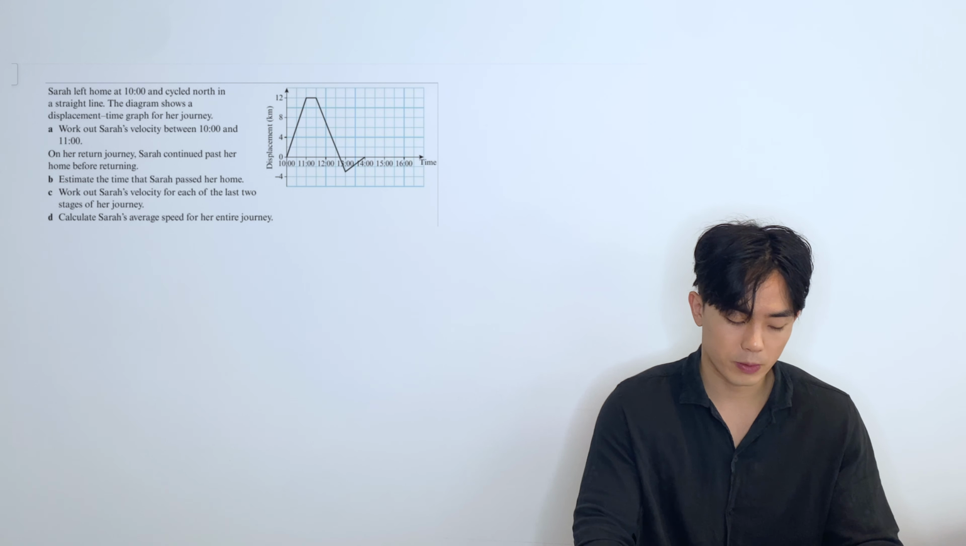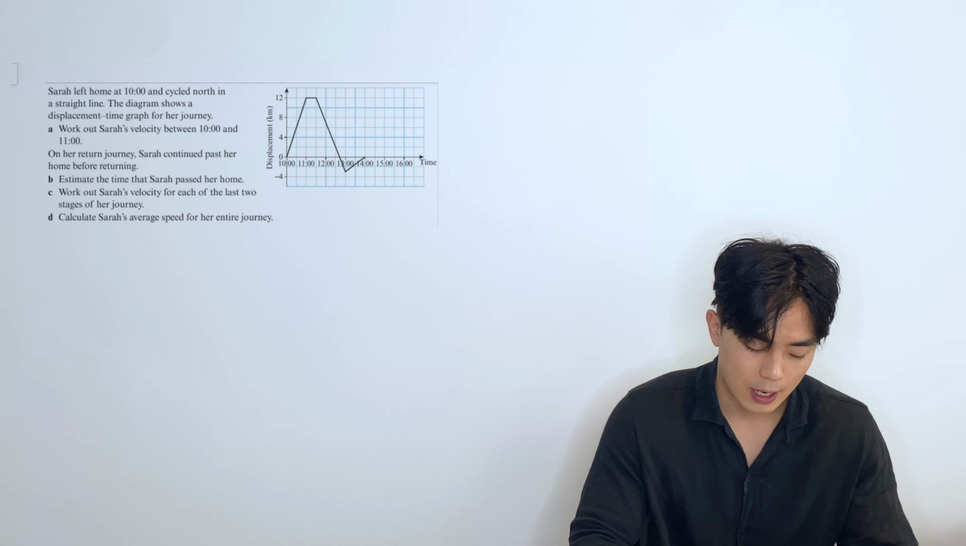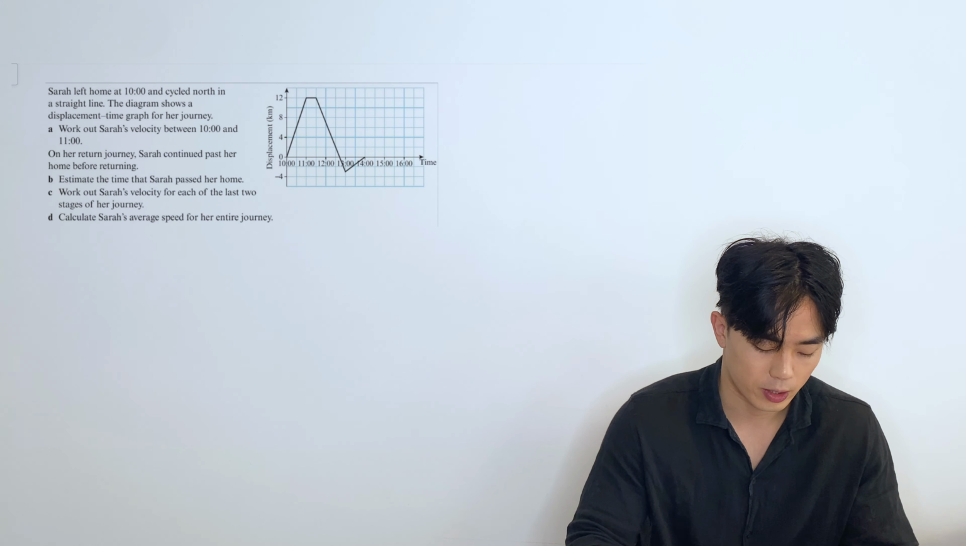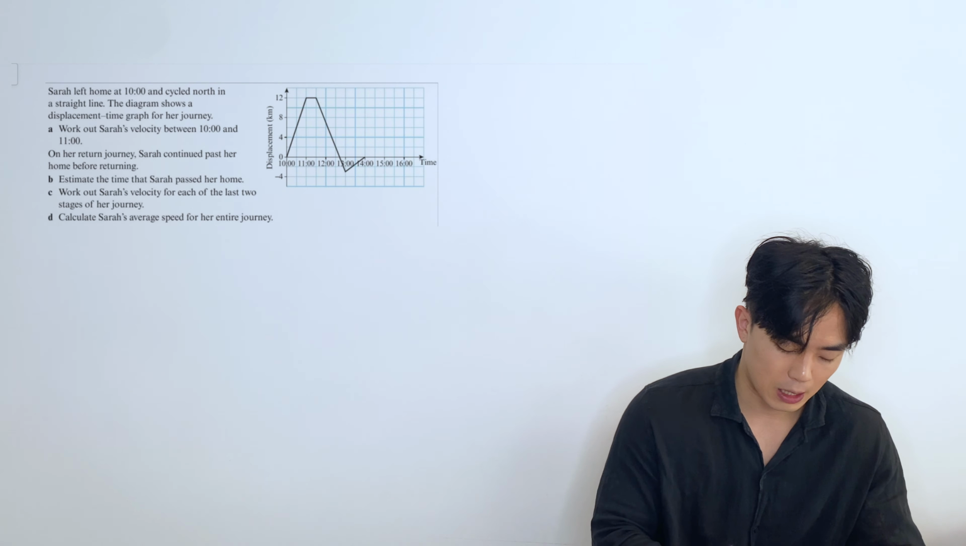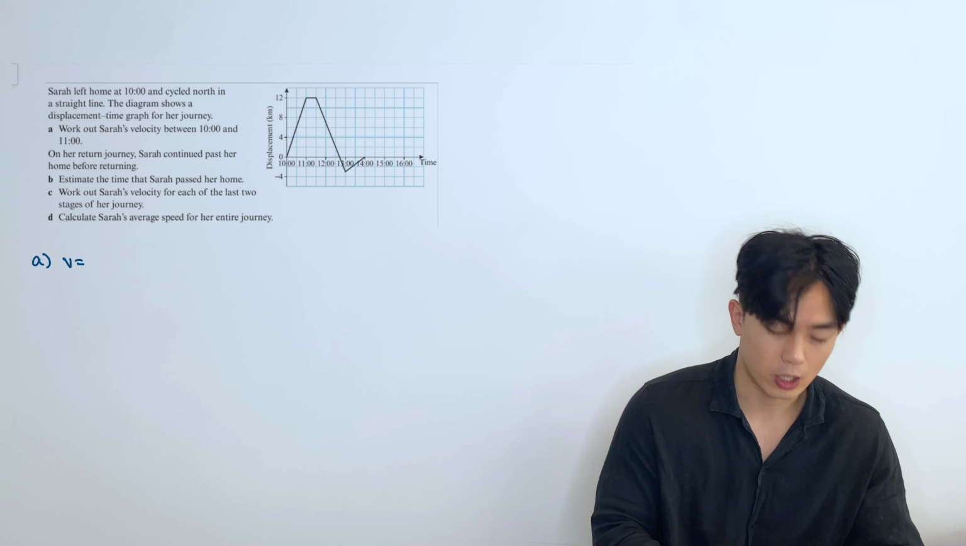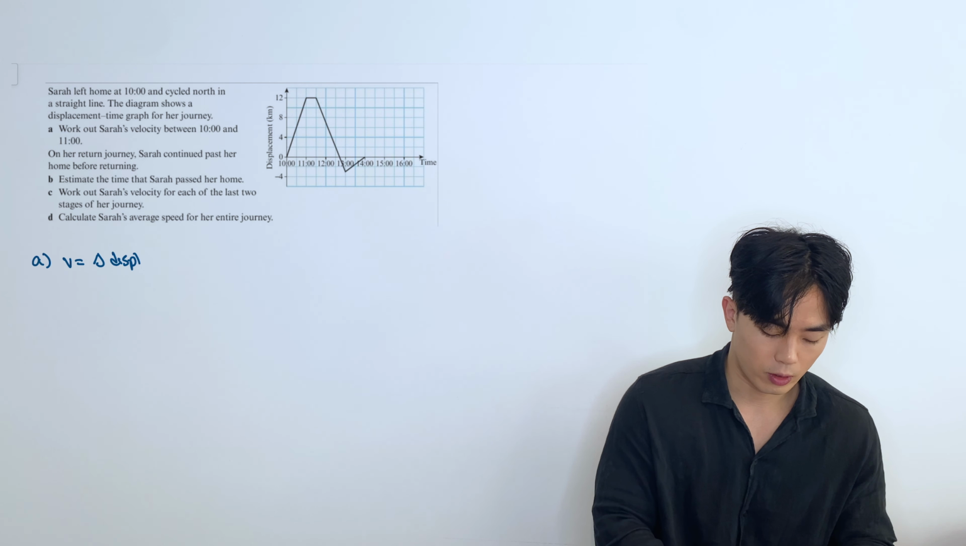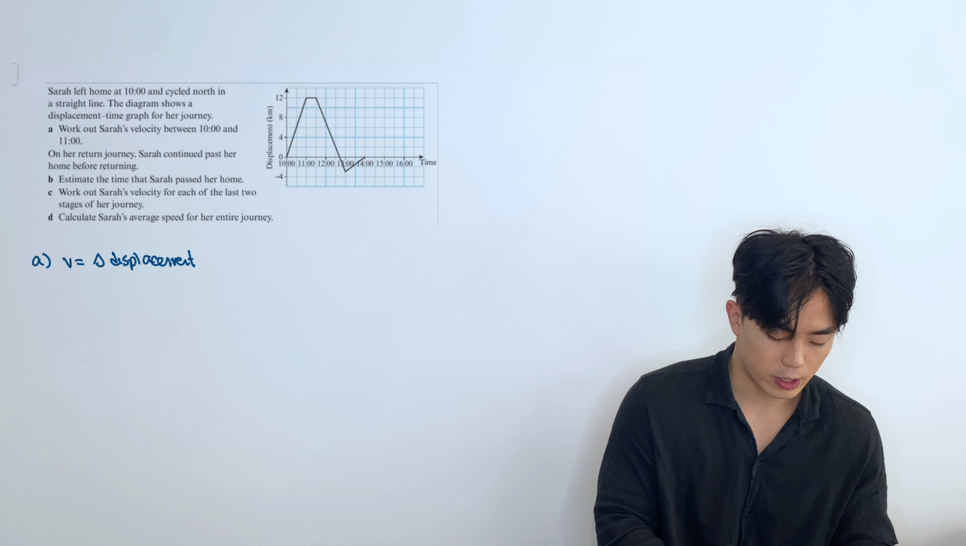Let's look at this question here. So we have Sarah, who left home at 10 o'clock and cycled north in a straight line. The diagram shows a displacement time graph for her journey. Work out the velocity between 10 and 11. Okay, so this is a displacement time graph. So we know that the velocity is just going to be equal to the gradient, right? Because it's just the change in displacement over the change in time.